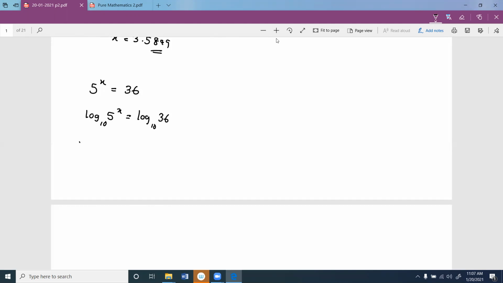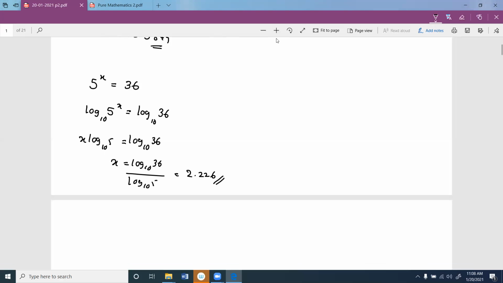So you can write x log 10 5 is equal to log 10 36. Then you can write x is equal to log 10 36 divided by log 10 5. So with this you can get the answer. Log 36 divided by log 5 is 2.226. Right. Let's go for another level of this question.